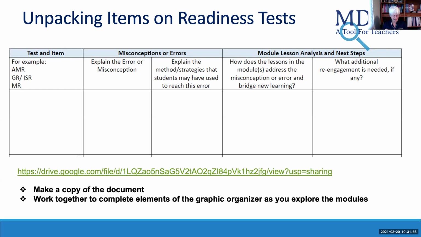Our time this morning is somewhat limited, but this might be a good PLC activity where you and your department could look at a particular test, a particular item, like we just looked at. What would be clearly a misconception that your students might have? Explain what that error is, look at the strategies students might have used incorrectly, and then look at the module and see if that does address that particular error. And then you can decide to assign that to your students. And if not, what additional re-engagement is needed so that you can come back to that idea.